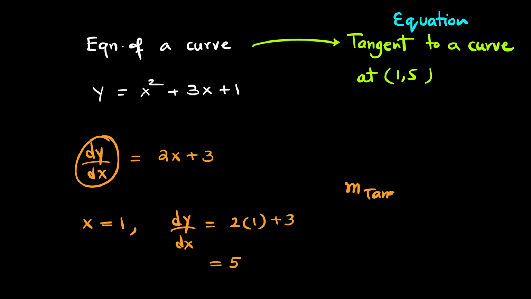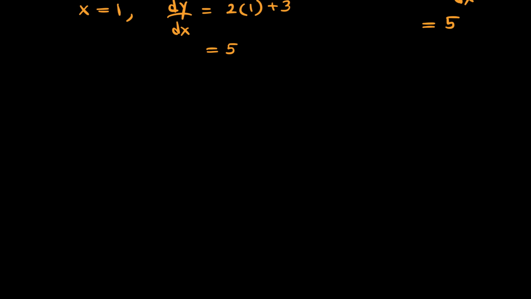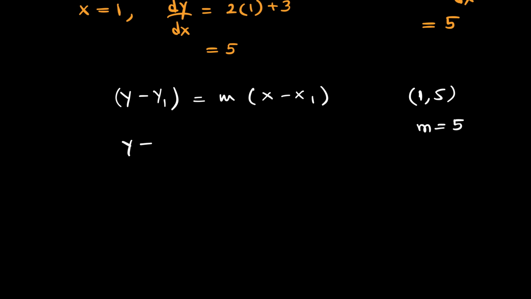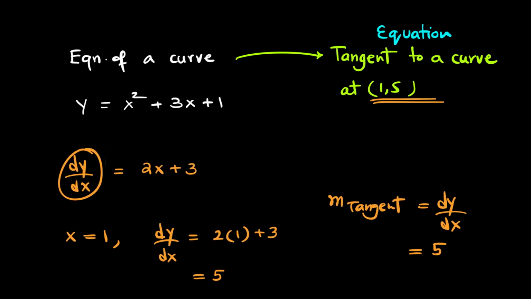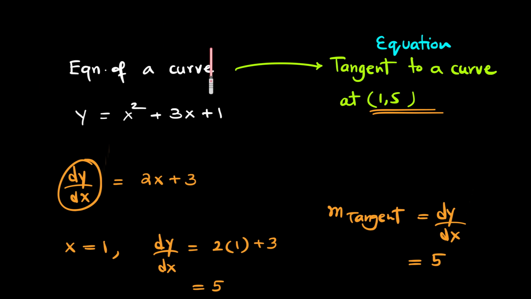In other words, the gradient of the tangent is the same thing as the value of the gradient function at a particular point, which in this case is 5. And then we can find the equation: y minus y1 equals m times (x minus x1). (1, 5) is the coordinate, gradient is 5. Therefore, the equation is y minus 5 equals 5 times (x minus 1). This is the equation of the tangent. This is what we have learned in the topic of differentiation, that we have the equation of a curve and we use the gradient function to find the equation of the tangent at a particular point.